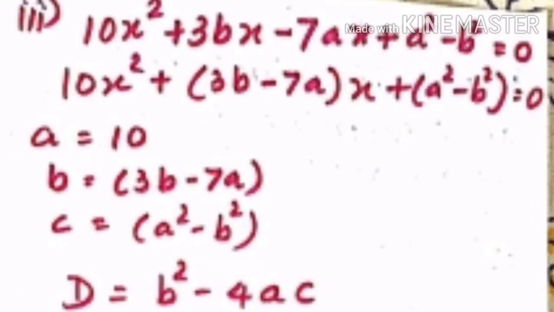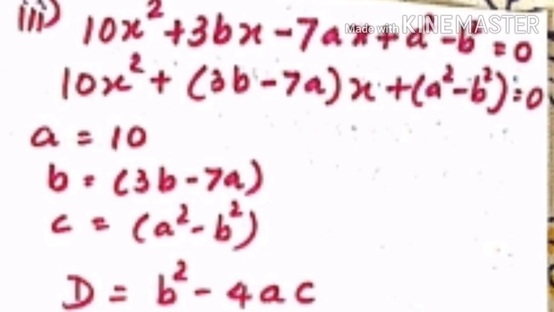Next question, that is 21's third part: 10x square plus 3bx minus 7ax plus a square minus b square is equal to 0. Now here, students, first of all in the question I take x common, so in the bracket 3b minus 7a, and then plus a square minus b square I am taking in the bracket. So I get a value 10, b is 3b minus 7a, and c is equal to a square minus b square.